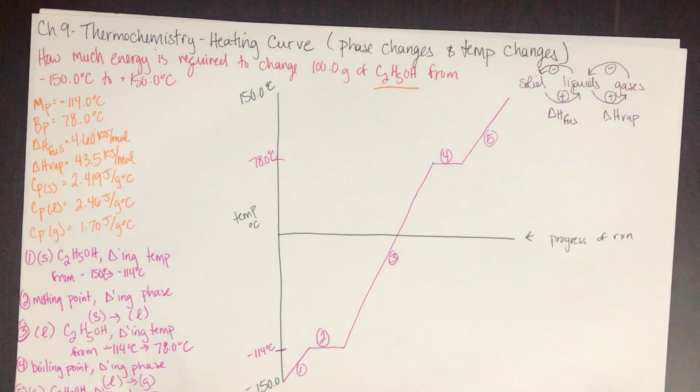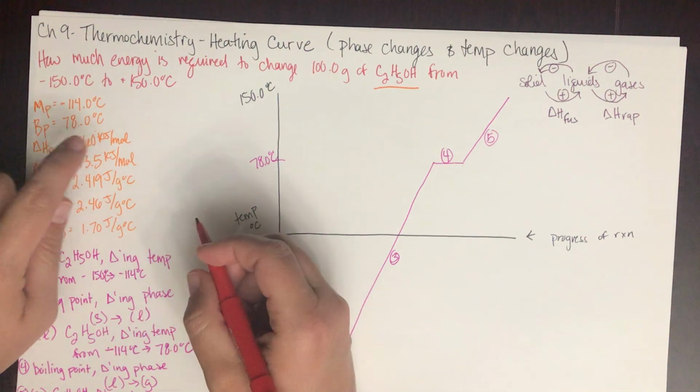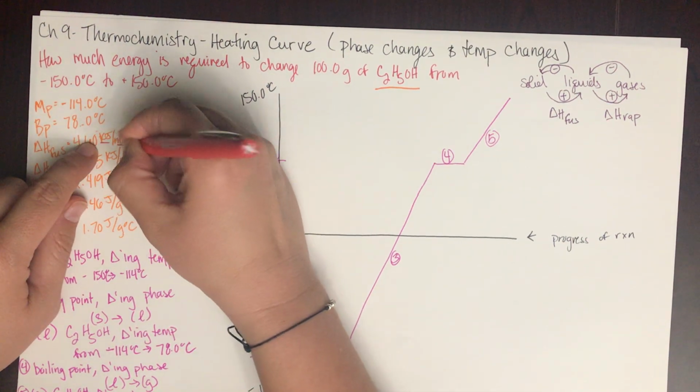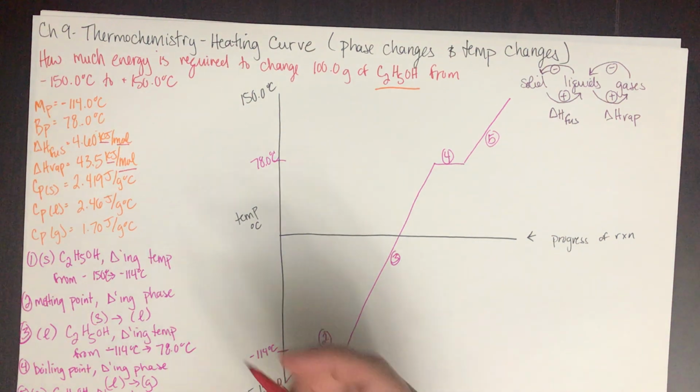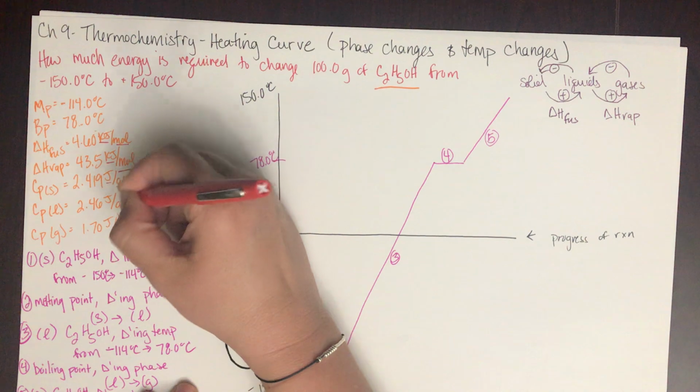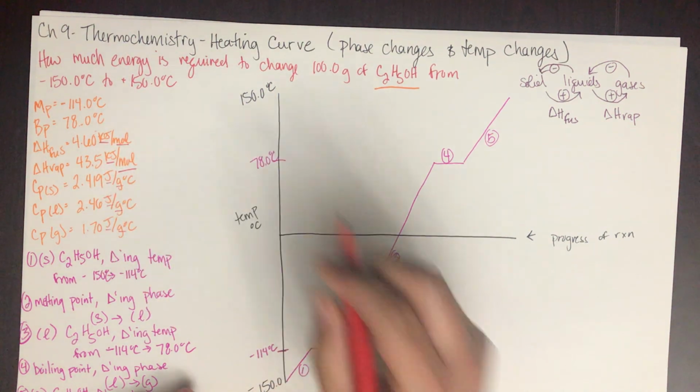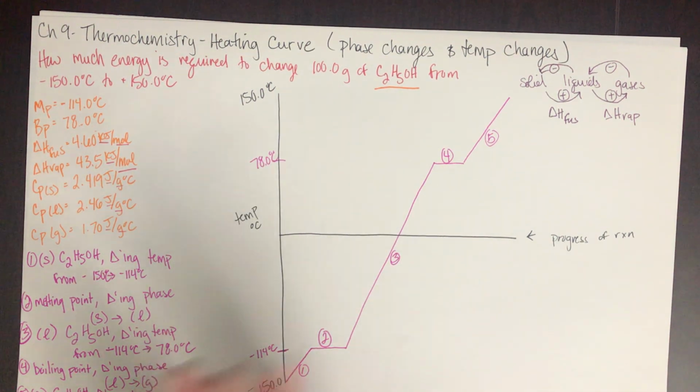Each of these 5 steps is a calculation using either the specific heat or the heat of fusion or heat of vaporization. Another thing to pay attention to is that the units are different. The heat of fusion is in kilojoules per mole. The heat of vaporization is in kilojoules per mole. The specific heats are in joules per gram degrees Celsius. So we're going to be using different values for quantity and for energy.